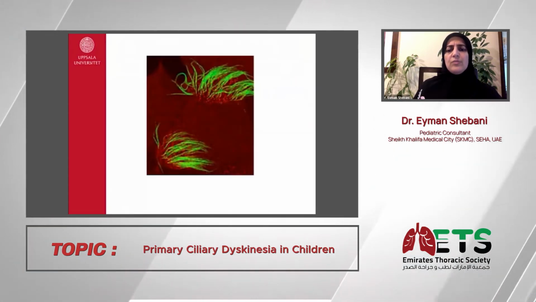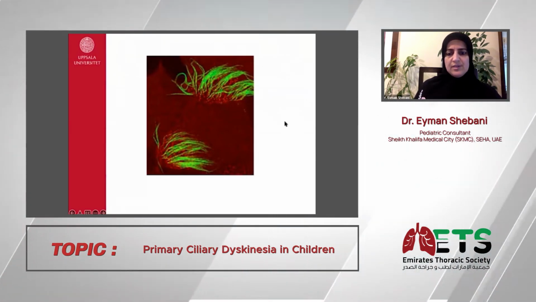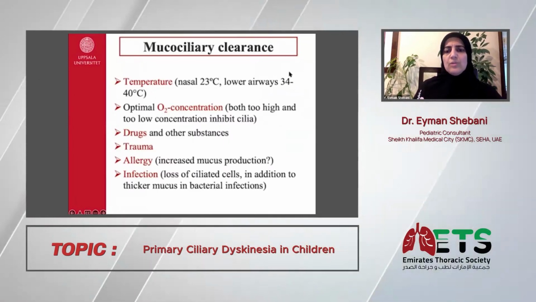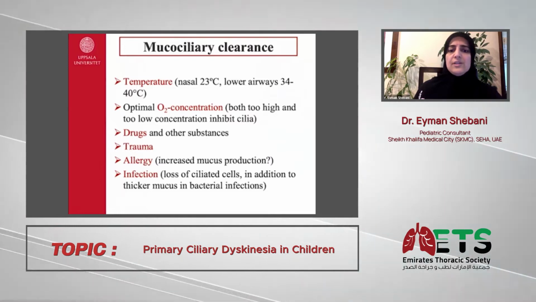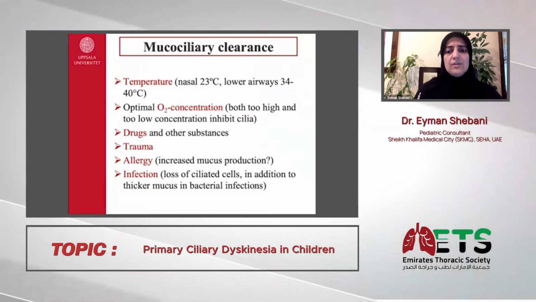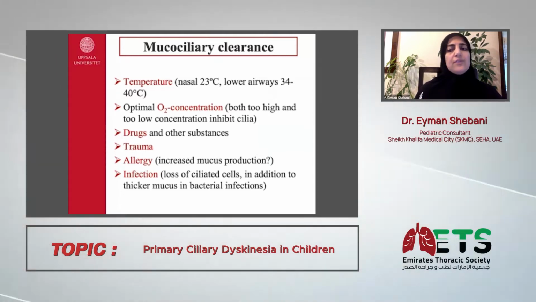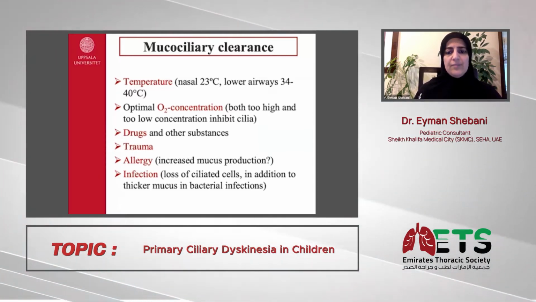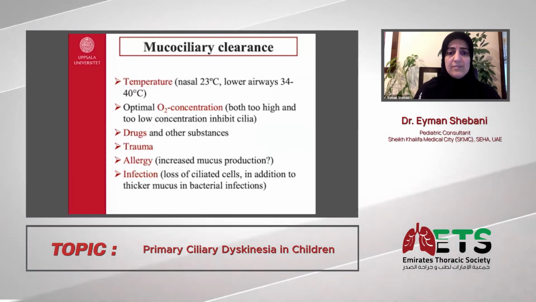This is more with immunofluorescent staining. You can see how the cilia look like here with magnification, of course. So the mucociliary clearance can be affected by several factors. It's affected by temperature. Usually in the nose, it's about 23. These are the ideal. And in the lower airways, between 34 and 40. Any deviations from this can affect the mucociliary clearance.